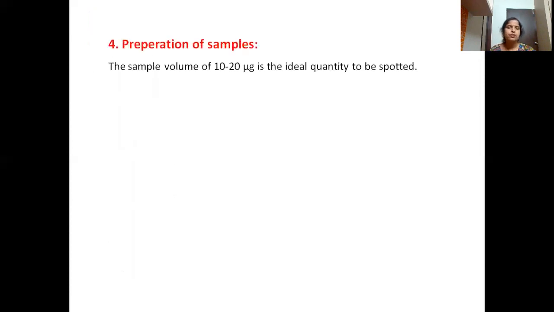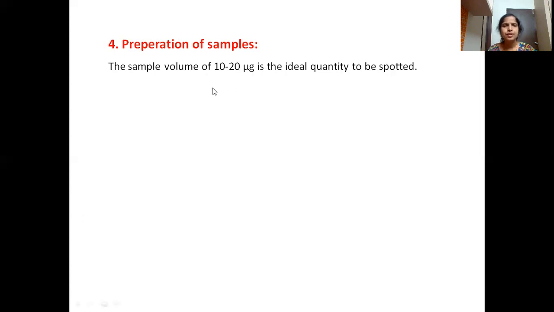Then the fourth step is preparation of samples. Now we are ready with the paper and the type of solvent we require for this paper chromatography. Now we have to load the sample onto the paper, so for that we need to prepare the sample. If the sample is solid, we have to mix that solid sample with a suitable solvent in which the sample dissolves. After the sample has dissolved in the solvent, only then can we load it onto the paper.